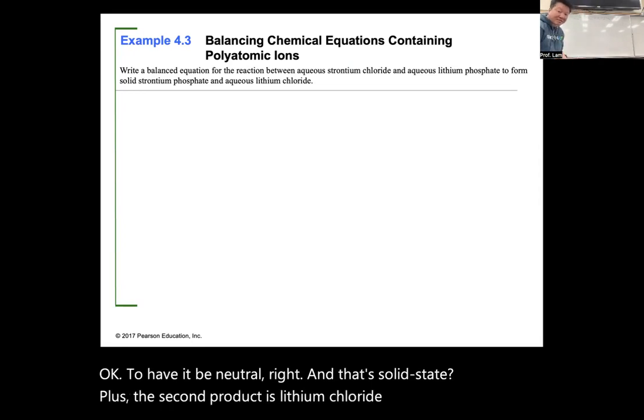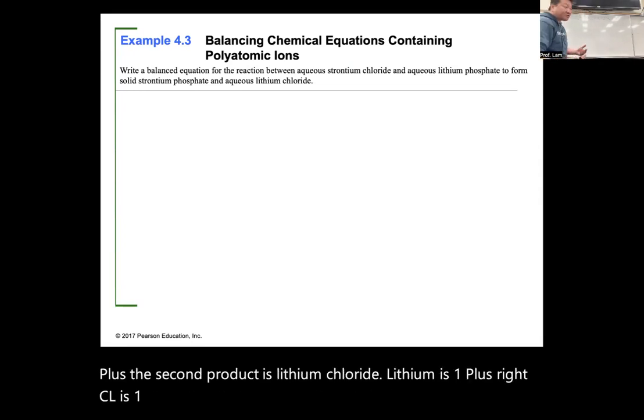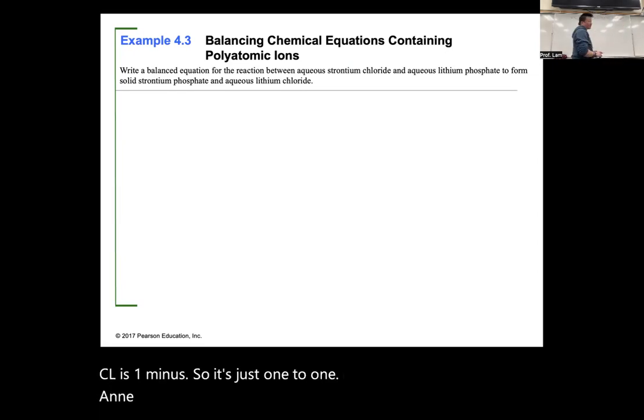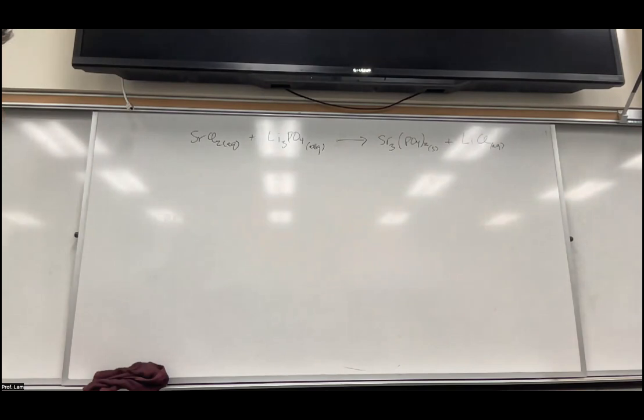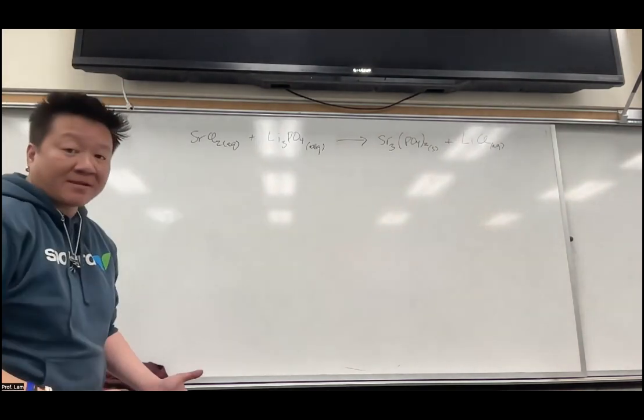Lithium is 1 plus, right? Cl is 1 minus. So it's just 1 to 1. Lithium chloride, aqueous. Okay. All right, everybody. So that's our equation, right? Now we got to balance it.